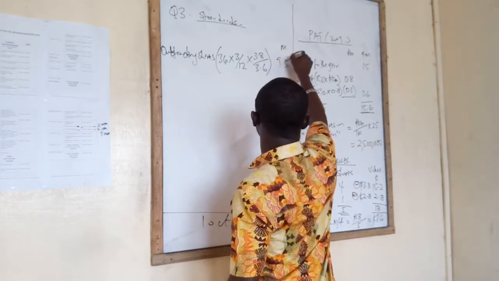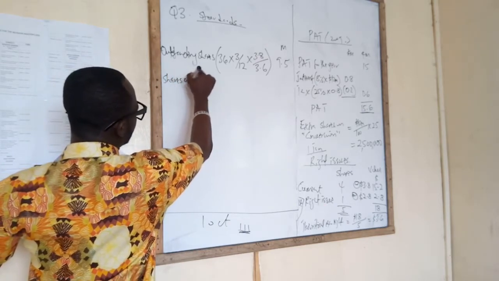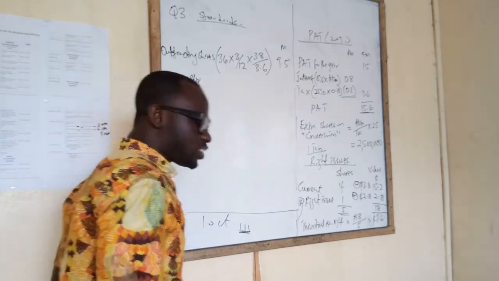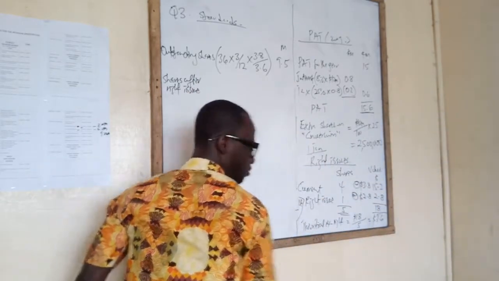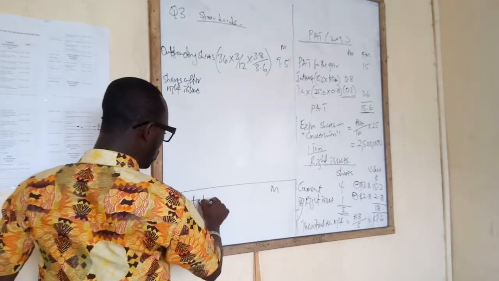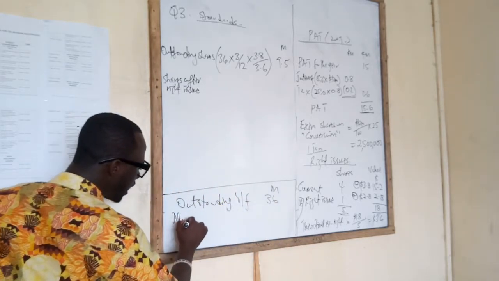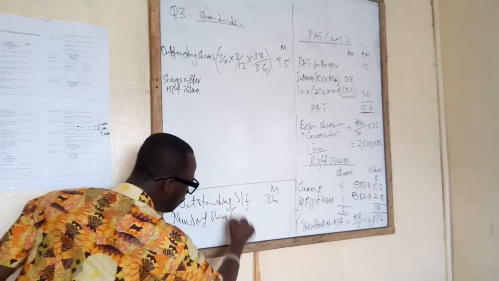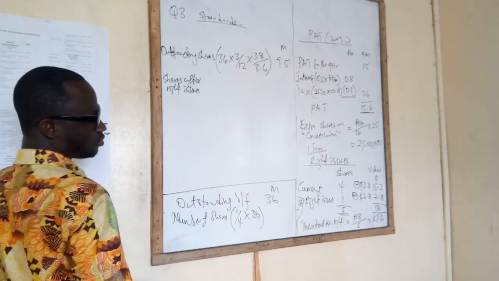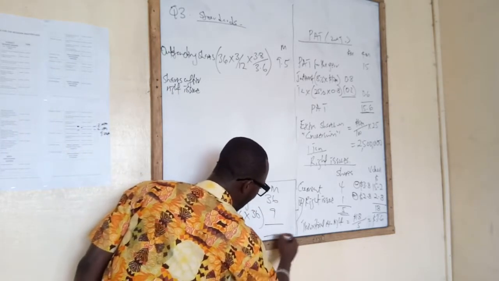9.5. Then shares after the rights issue. Shares after rights issue is going to be the outstanding shares plus shares on the rights issue. So our outstanding shares before the rights issue was 36 million. So what was the number of shares on the rights issue? It was 1 for 4, right? So 1 over 4 times 36. What do we have? 9.